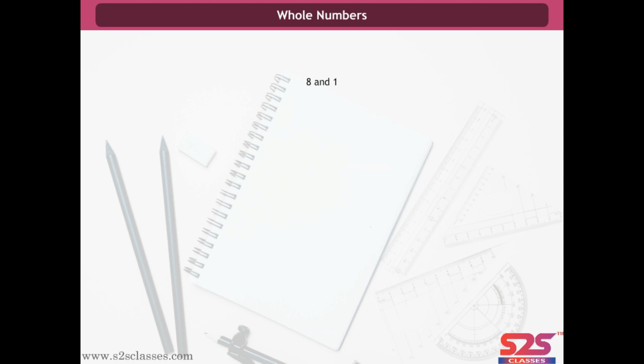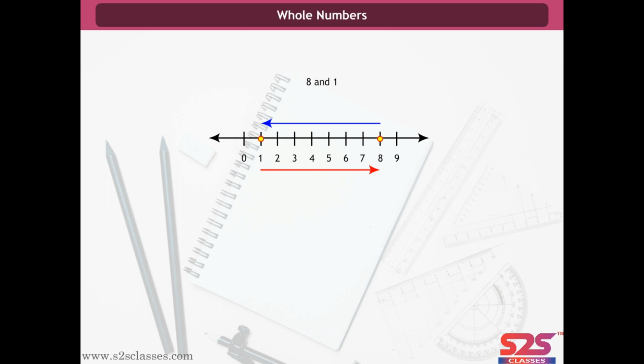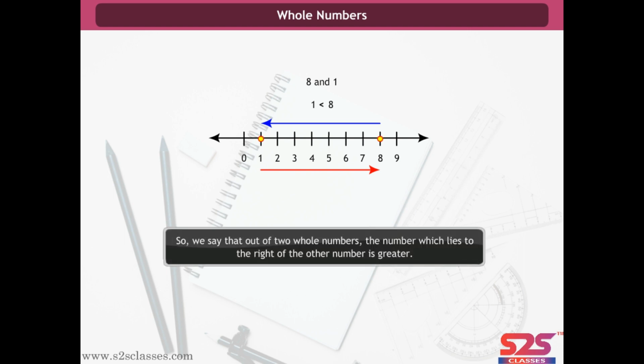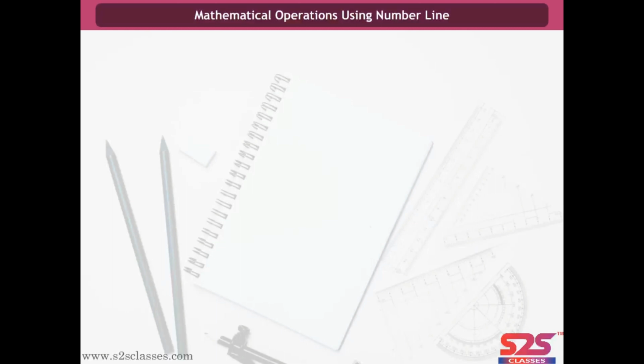Consider the numbers 8 and 1. On the number line, we see that the number 8 is on the right side of 1. This number 8 is greater than 1. So we say that out of the two whole numbers, the number which lies to the right of the other number is greater.